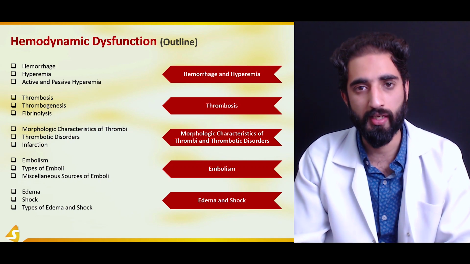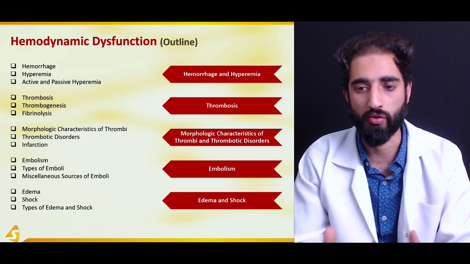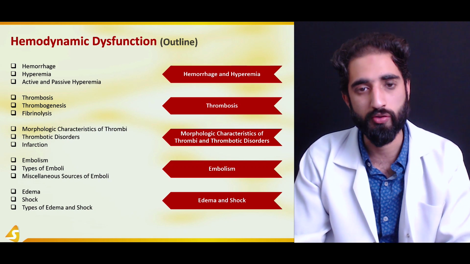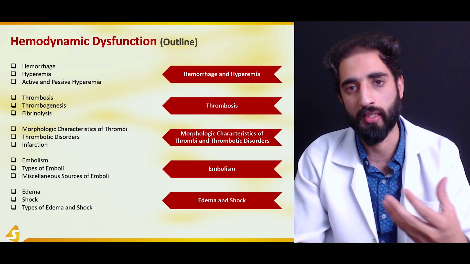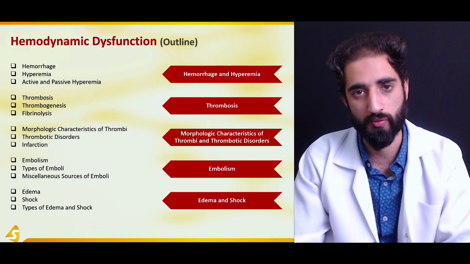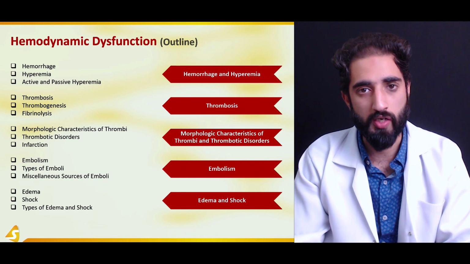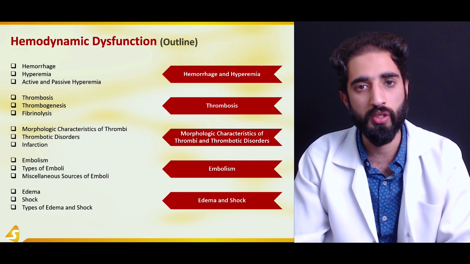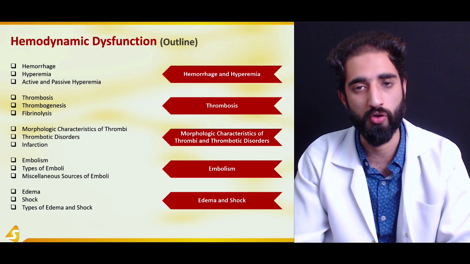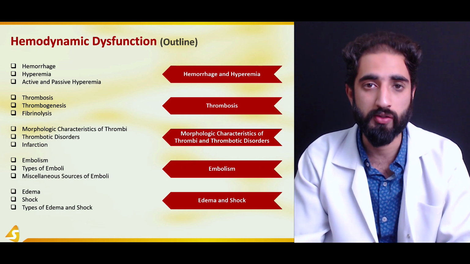In the second part of this lecture, we're going to talk about thrombosis, and we're also going to talk about the process of formation of thrombosis, which is known as thrombogenesis, followed by fibrinolysis. In the third section, we're going to talk about morphologic characteristics of thrombi and thrombotic disorders.